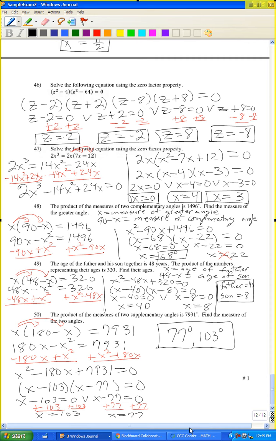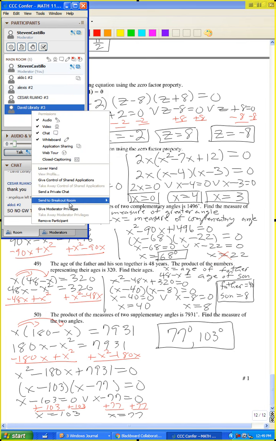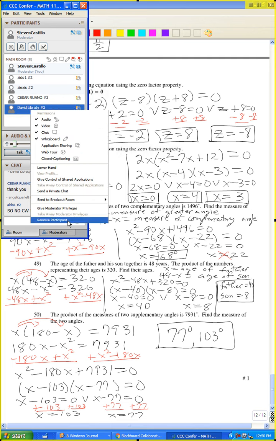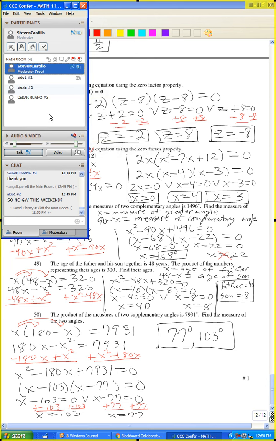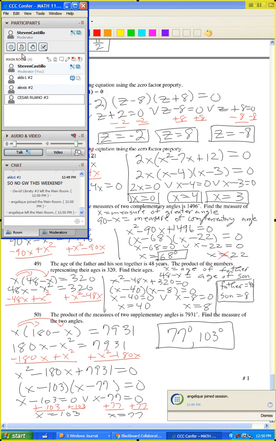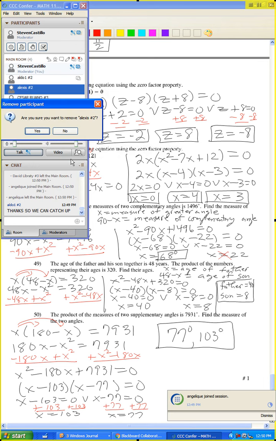And let me get rid of everyone. Yep, so no group work this weekend. Correct. They'll be done in class. Yes.